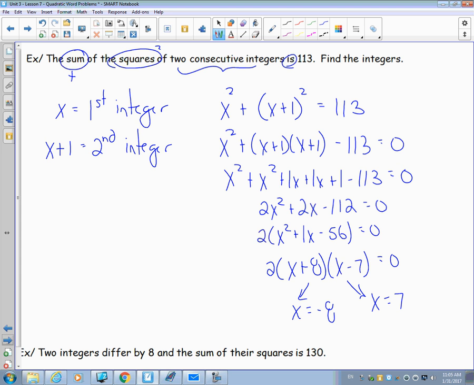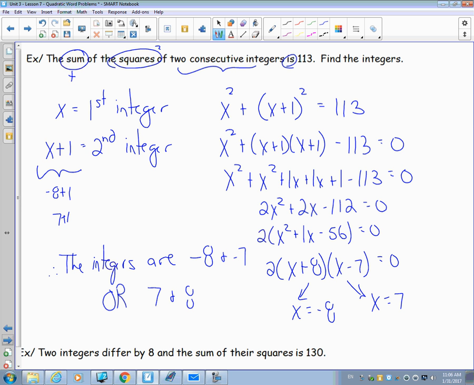So my answer at the end has to answer my question. What are the integers? The integers are, now I've got two situations here. X could be negative 8, which would mean that x plus 1 would be negative 8 plus 1, which is negative 7. Or x could be 7, in which case 7 plus 1 would make 8. So there's actually two sets of answers that make this work.